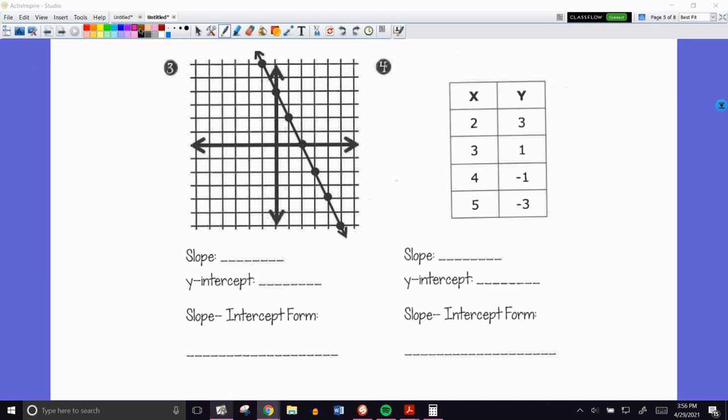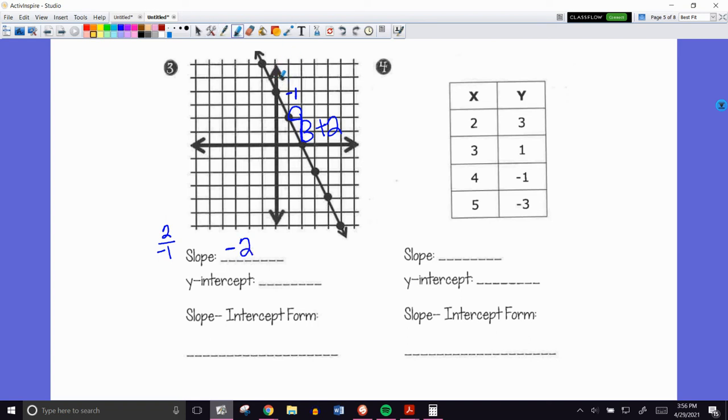Okay, so for number 3, I'm going to find my slope. Pick any two dots, any 2 points on that graph. So 1, 2, and I went up, so that's a +2. And then 1 to the left, so that's a -1. So my rise was 2, my run was -1. And I know that that simplifies to -2.